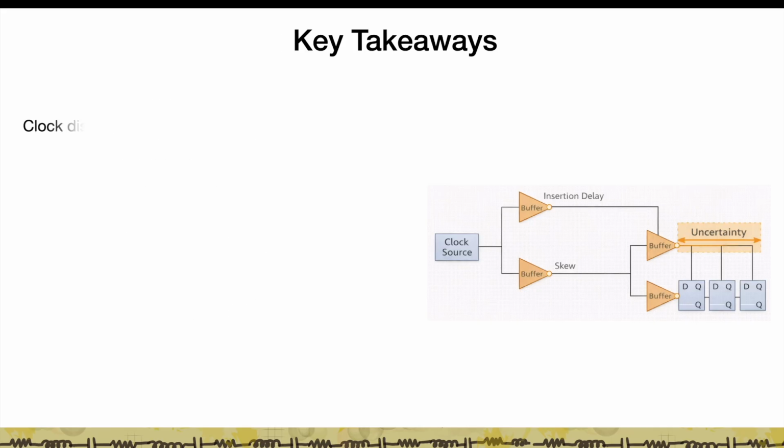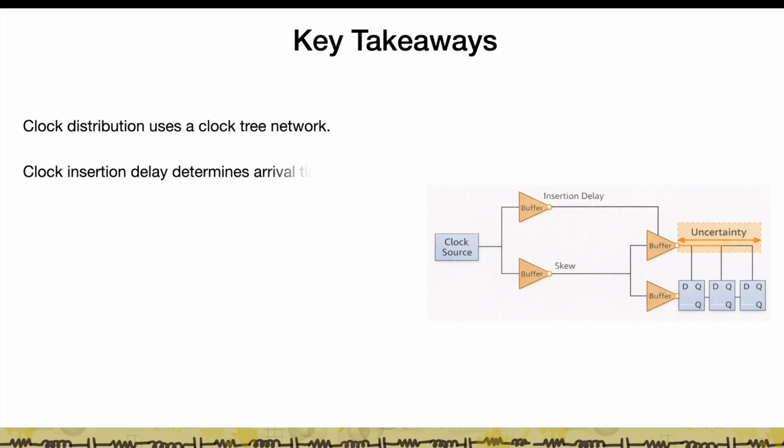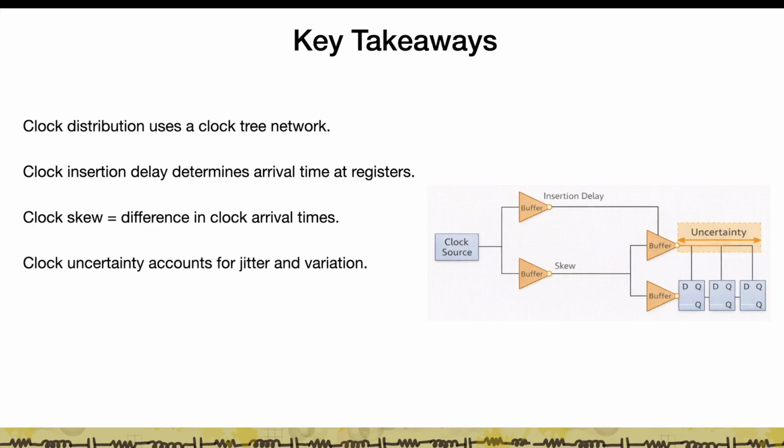So let's look at the takeaways from this lecture. The clock is distributed through a clock tree, a hierarchical network of buffers and wires. Because different paths through the tree have different delays, registers receive the clock at slightly different times. That difference is clock skew. Skew is signed and consequential. Positive skew helps setup but tightens hold. Negative skew does the reverse. Every timing analysis must account for both effects simultaneously.